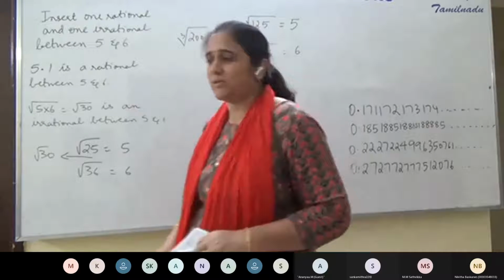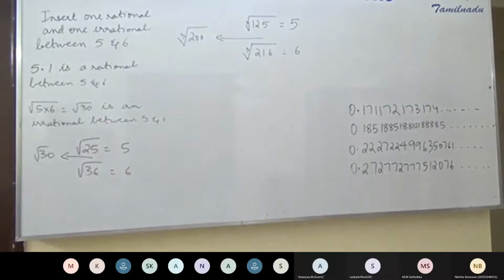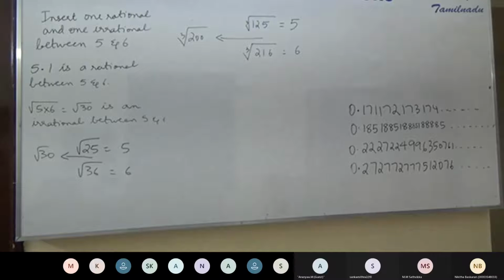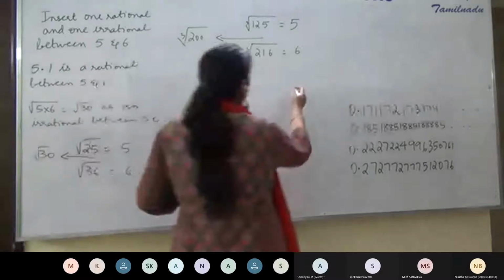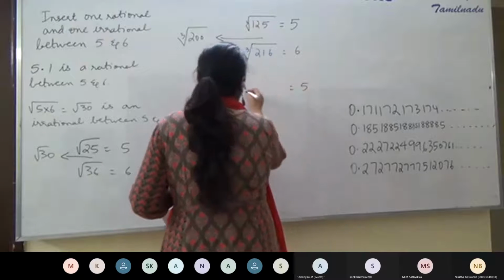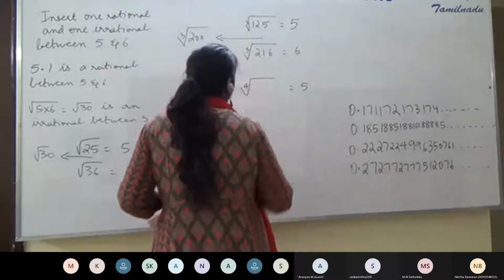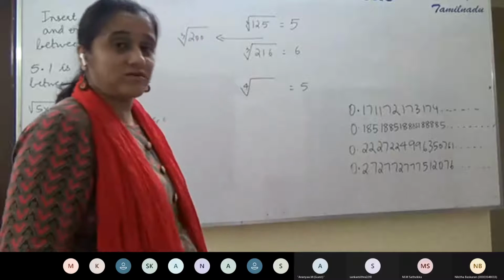Children, I've tried my best to explain. Now you can ask me questions if I'm not clear. You can apply the same to the 4th root, 5th root. Now 5 can also be written as what? The 4th root of what is 5?